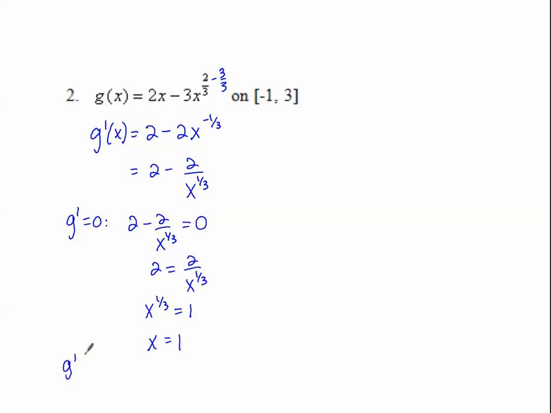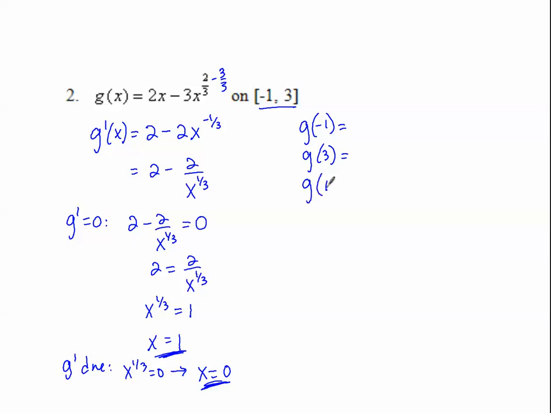Where does g prime not exist? I see a denominator. The denominator will be 0 when x equals 0, and g is defined at 0. So I've got two critical numbers: one at x equals 1, and one at x equals 0. Step 2, plug these in. So plug in my endpoints: g of negative 1, g of 3, and the critical numbers, g of 1 and g of 0.